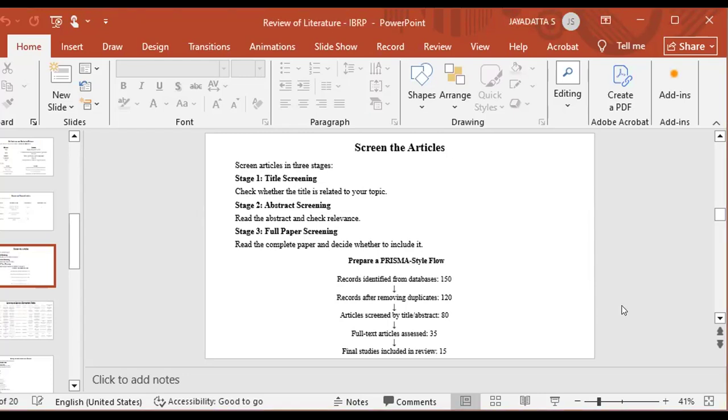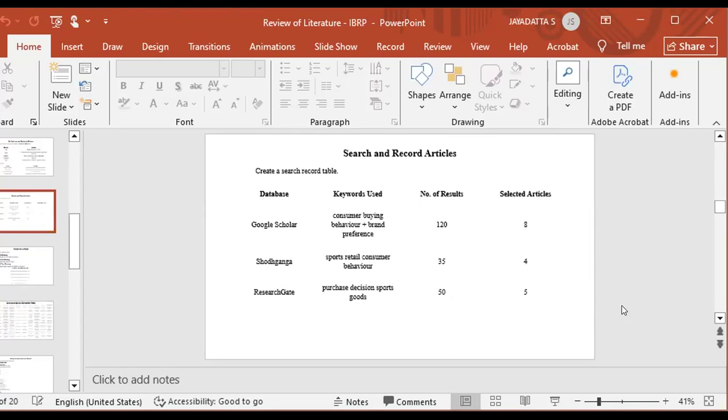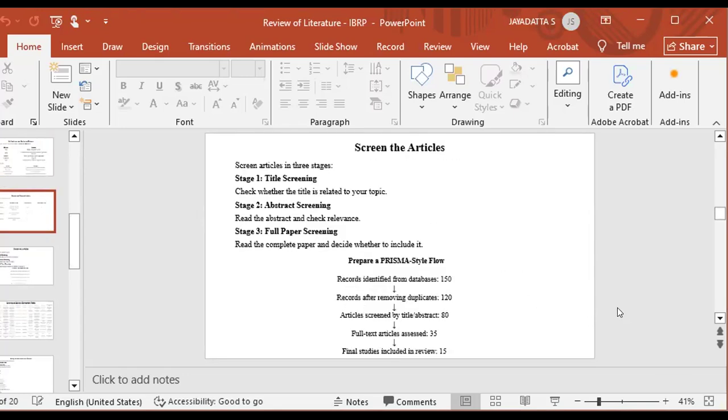So then you go ahead with preparing a Prisma style. Okay. So Prisma style is also a very, very important thing. Prisma style flow talks about records identified from databases. So if you have identified around 150, if you go to Google Scholar, the moment you go to Google Scholar, you type a topic, it runs through 10, 15, 20 pages.